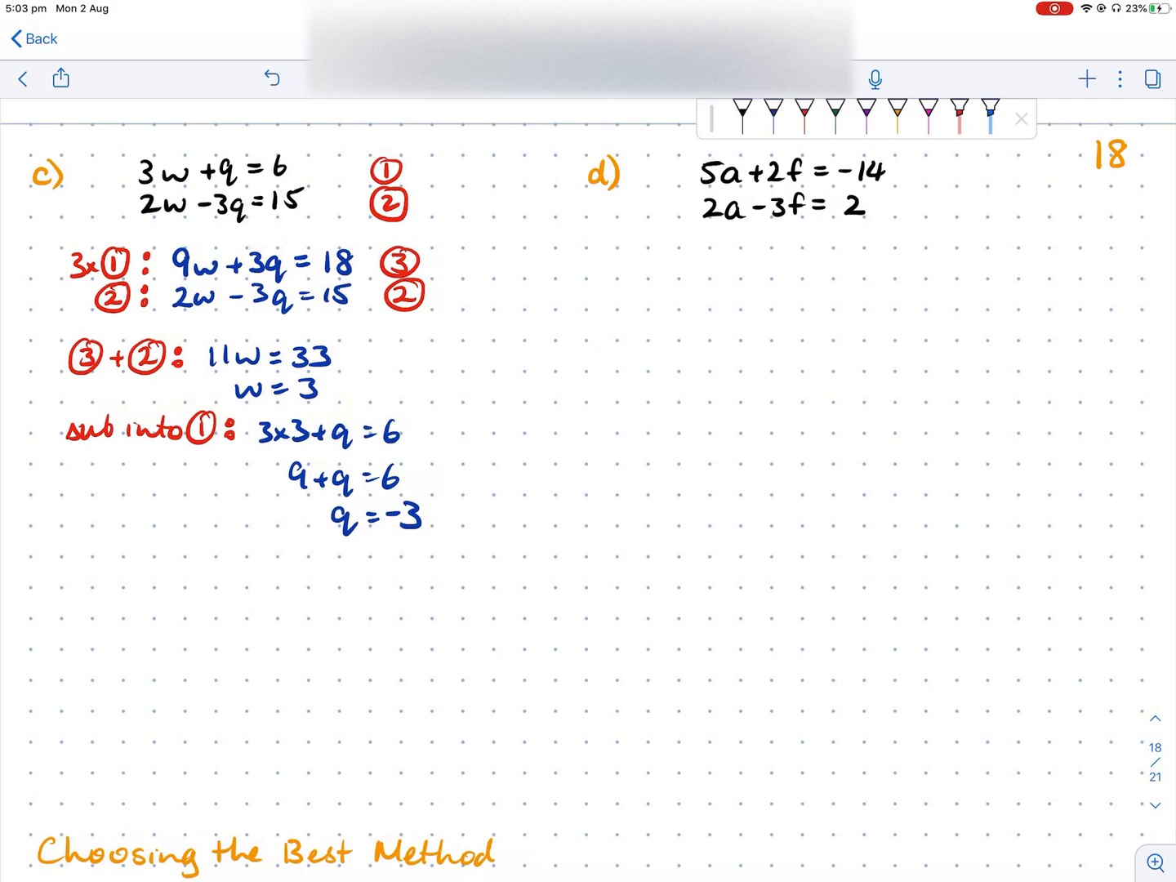Main thing is it reduces the errors that you make. So it increases your accuracy because you're not having to do as many steps. But in the end, if you substitute into equation 2, perfectly fine. Just don't make any mistakes. All right, let's check this to make sure that we're all on the right track. So we're going to check by putting into equation 2. So it's 2 times 3 minus 3 times -3. And that's 6 plus 9, which is 15. So we can see that that's correct. So therefore, W is equal to 3 and Q is equal to -3.